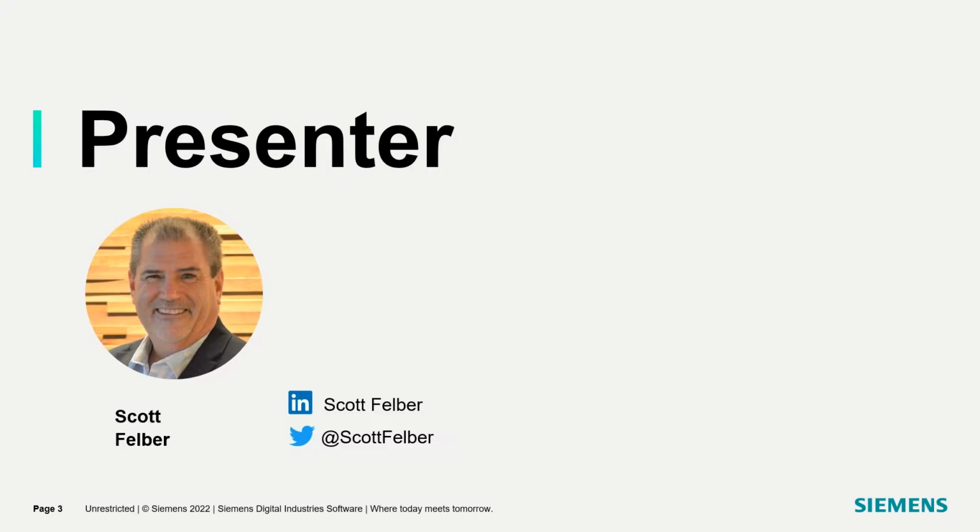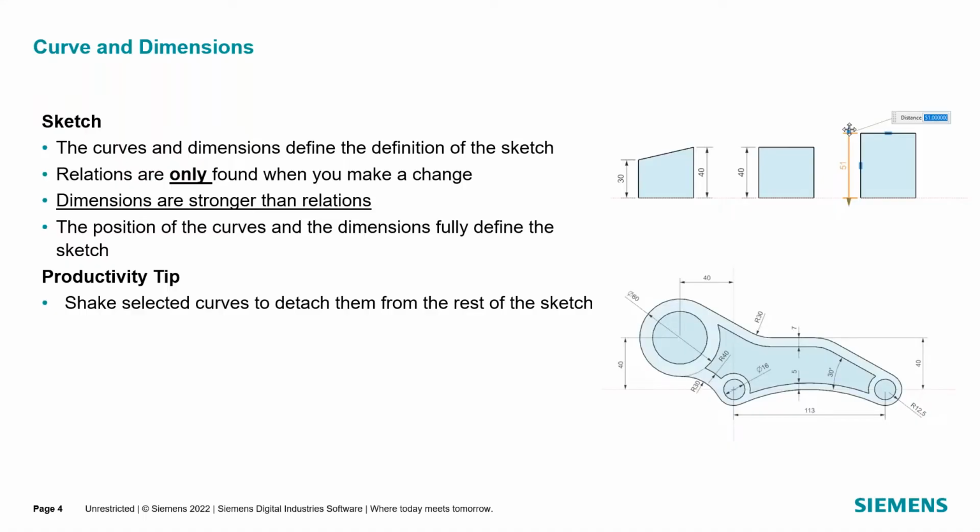So without further ado, let's get into the new sketch. The biggest thing to remember about the new sketch is that it was really designed to take away the need for users to add what we call relations today, but are traditionally known as constraints, to the sketch. The one thing to remember is the third bullet here: dimensions are stronger than relations. And I will show that a little bit when I do some demos later.